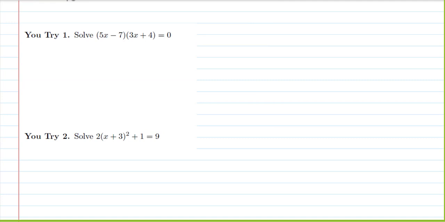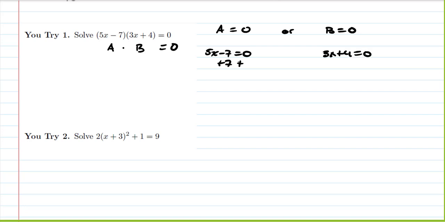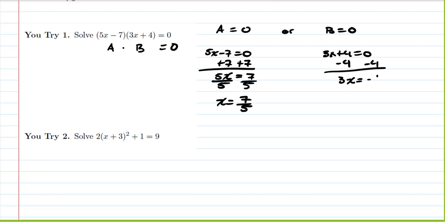So Try number 1 is already set up for us to use the zero product rule. So we have our a times b equals 0, and that gives us a equals 0 or b equals 0. So in this case, our a is 5x minus 7 equals 0, and our b is 3x plus 4 equals 0. So we add 7, we get 5x equals 7. Divide by 5, divide by 5. So our first solution is x is 7/5. And in our second equation, we minus 4, and we get 3x equals negative 4. Divide by 3, and x is negative 4/3.